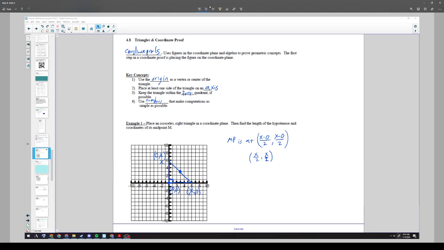And then for the length, we're going to need the distance formula. So I guess we're going to need, what is it? x2 minus x1 squared plus y2 minus y1 squared.